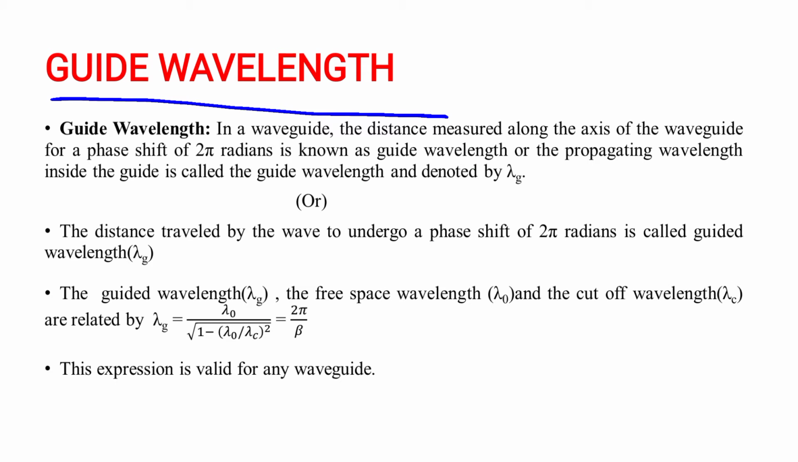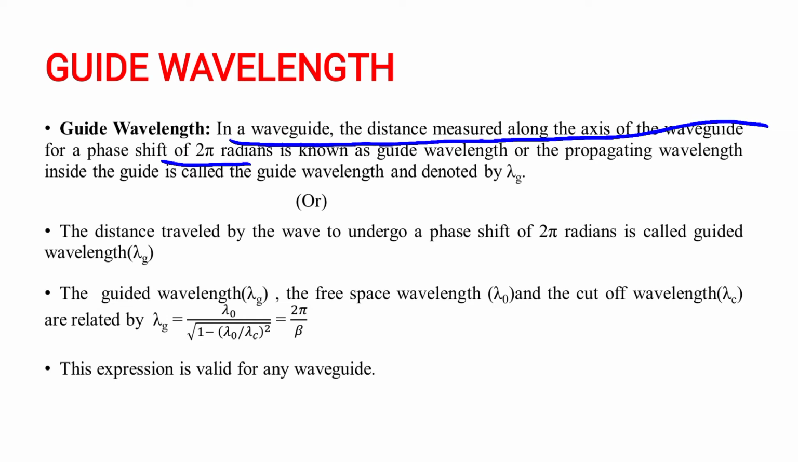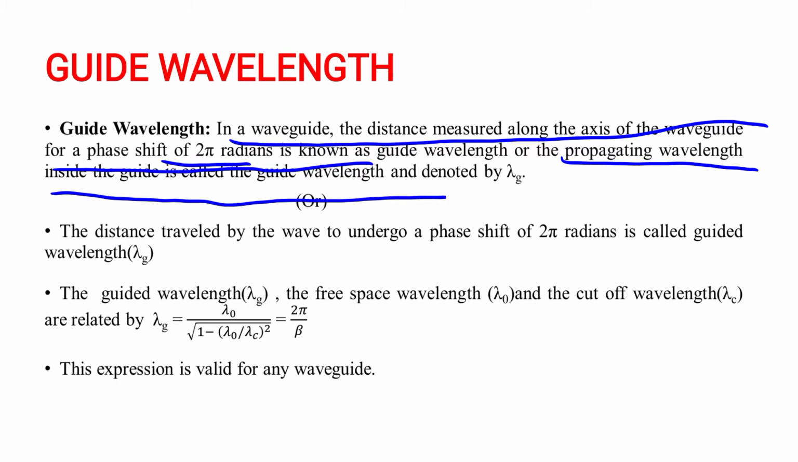Guided wavelength is nothing but the amount of distance a wave should travel for covering 2 pi radians of phase shift. Okay, please remember this. The amount of distance a wave should travel for covering 2 pi radians is known as guided wavelength. In a waveguide, the distance measured along the axis of the waveguide for the phase shift of 2 pi radians, or the propagation wavelength inside the guide, is called guided wavelength and it is denoted by lambda g.